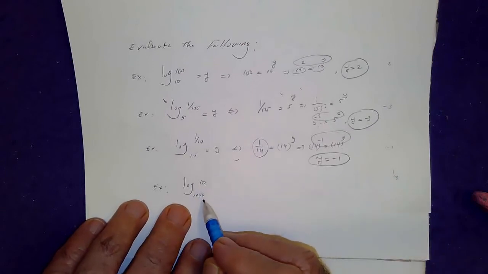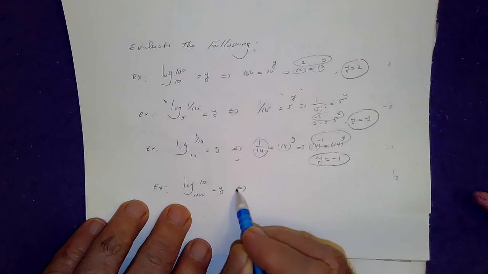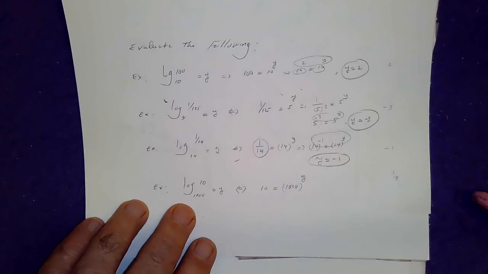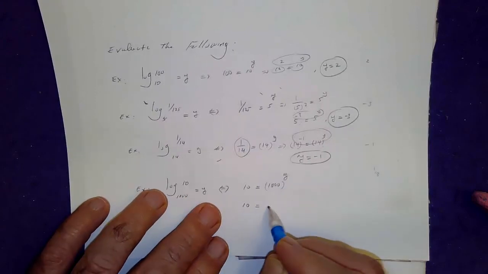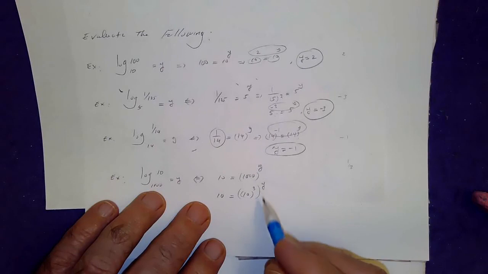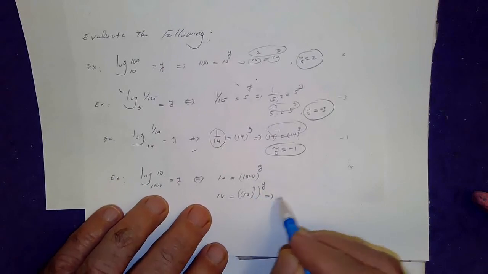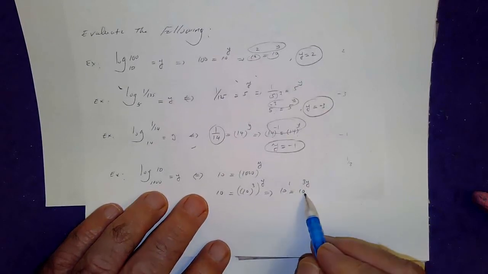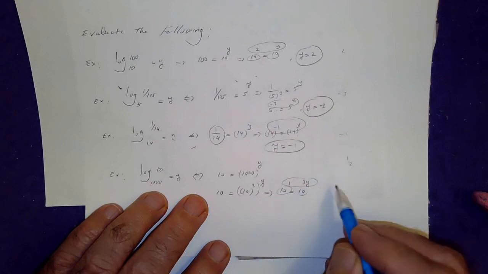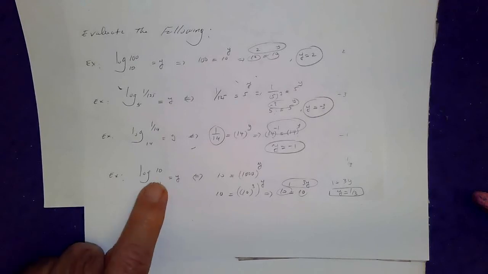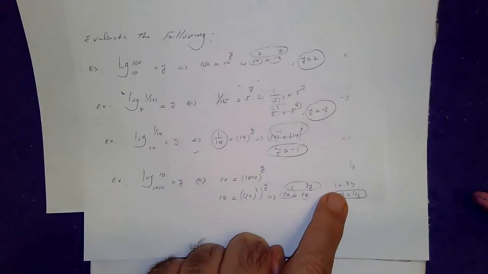Finally, we have log of 10 base 1000. Set this equal to y, and say, aha, 10 is equal to 1000 to what power? 1000 is 10 cubed. But the 3 multiplies the y, so you get 10 is equal to 10 to the power of 3y. Then again, two exponents, same base, set the powers equal. So 1 is equal to 3y, so y is equal to 1/3. That would be the value of log of 10 base 1000, which is 1/3.